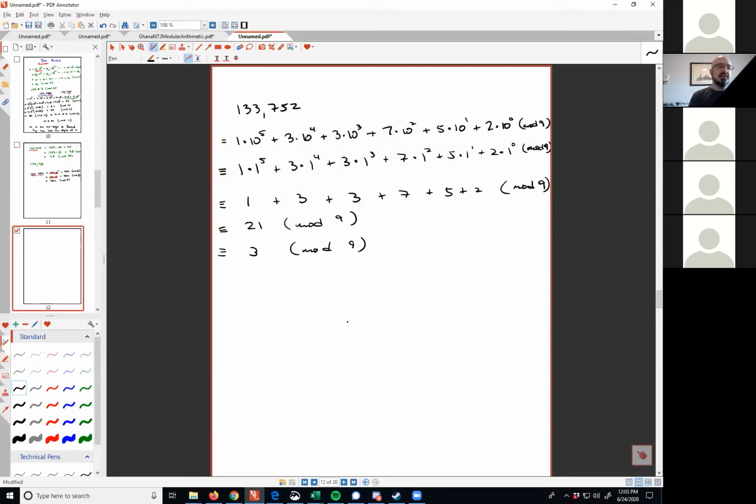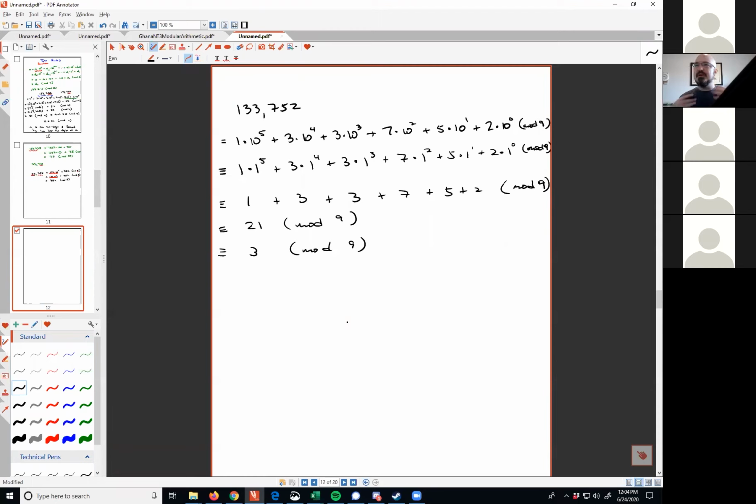right? We didn't just learn that 133,752 is not a multiple of 9. By adding the digits up and simplifying, we found that this is exactly 3 more than a multiple of 9. Right? And that's better because sometimes we may need to know the remainder. We may need to know the full relationship.